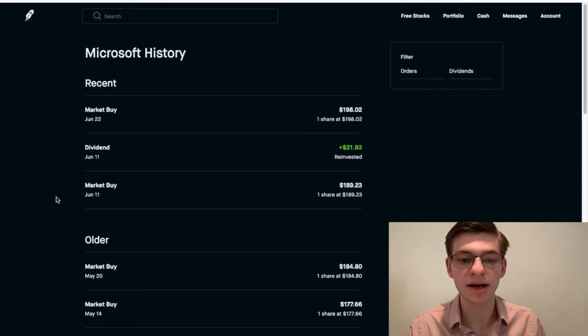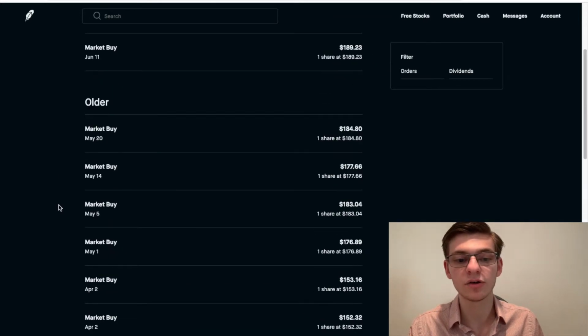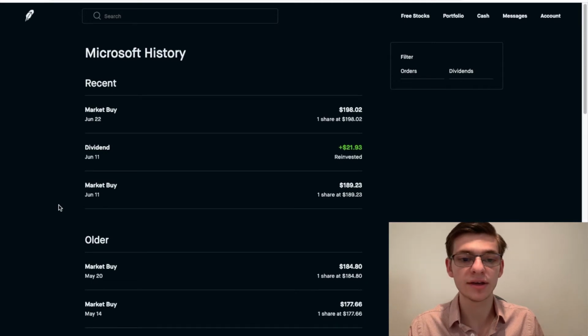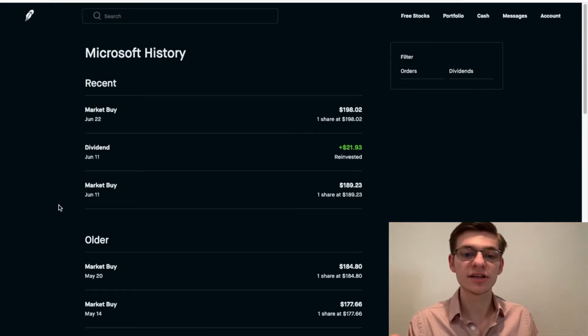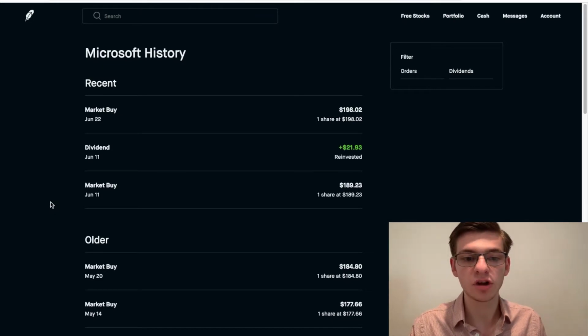So here's my market buys as well as the dividends, only those two because I don't do any other kind of orders, or I haven't done anything, I haven't sold any Microsoft stock. So that's all you're seeing right now with my history is just market buys and dividends, which is all I'll be doing for a very, very long time.